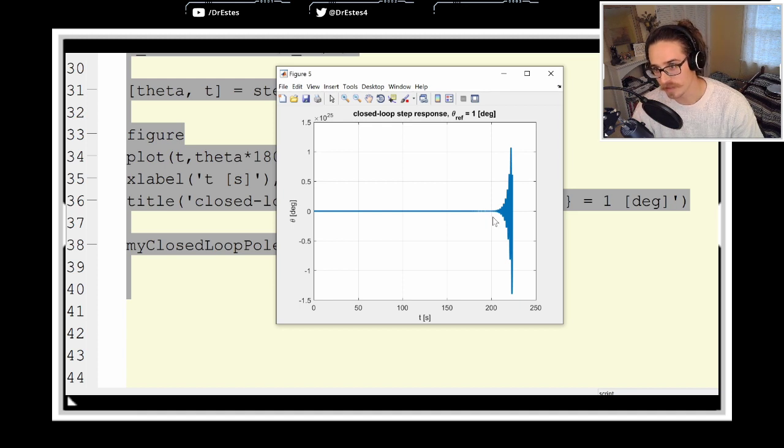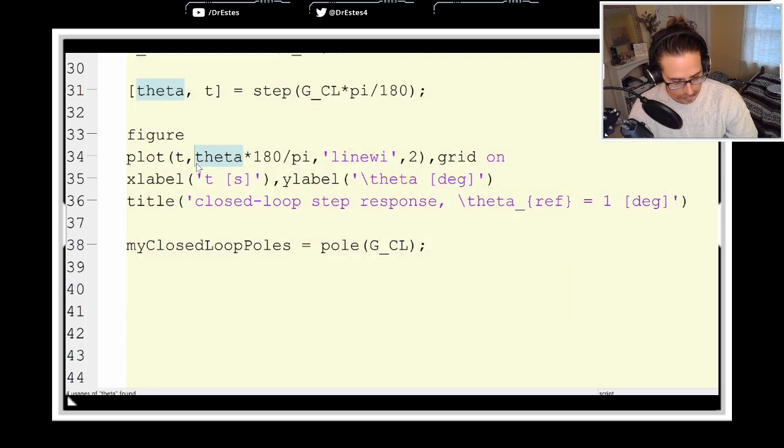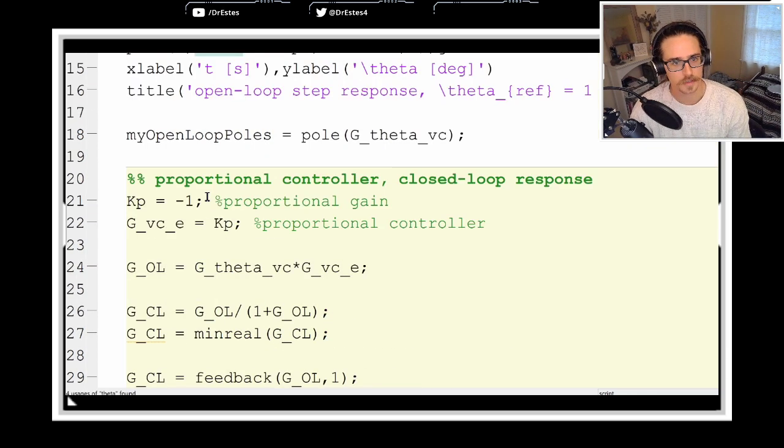Still unstable. Look at this. Your aircraft is going out of control. And look at this, it's 10 to the 24th. So basically the aircraft's doing this and it's like, you guys, you're dead. It's game over. Let's change it back to 1 real quick.